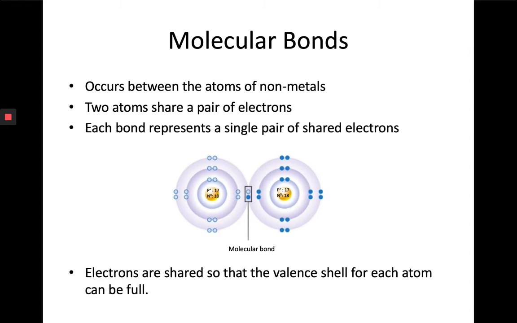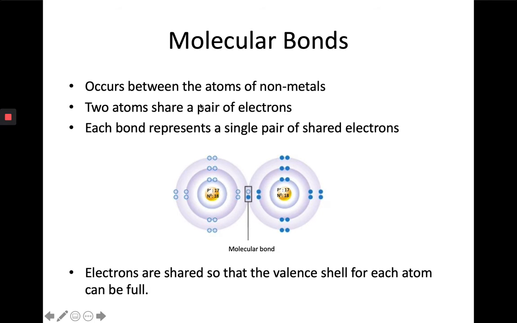A molecular bond is between two non-metals, or atoms, it doesn't have to be two, atoms that are non-metals. These will share pairs of electrons. Each bond represents a single pair of shared electrons, and they are sharing their electrons so that they can get full outer shells. They want to be stable and happy and have their full shells, so they need 8 electrons in their outer shell.